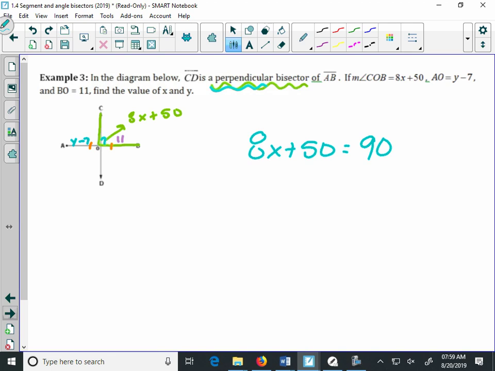So when we solve, we just move the 50 over to get 40. Divide by 8, so x ends up equaling what?